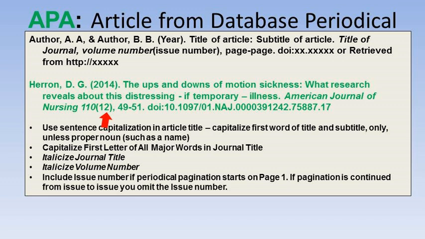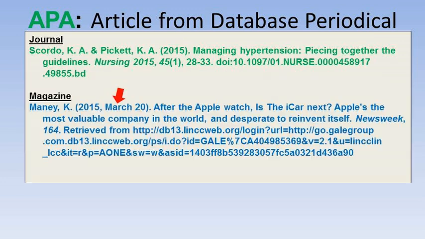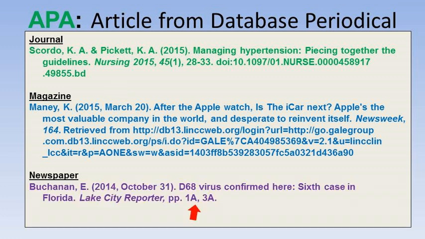For dates, in journals, put only the year in parentheses. For magazines, give the year, comma, and then the month or month and day, depending on how it appears in the original publication. Follow the same format for newspaper articles, except precede the page numbers with p. or pp. If an article appears on non-consecutive pages, list all the page numbers separated by a comma.